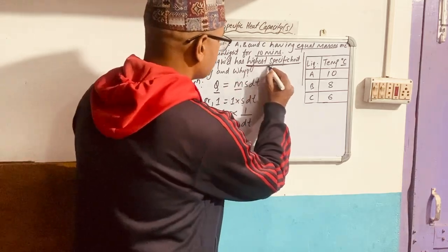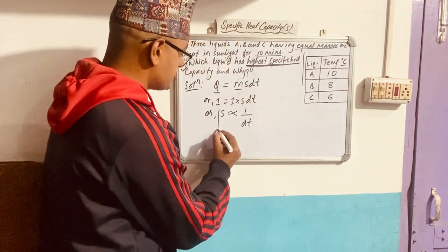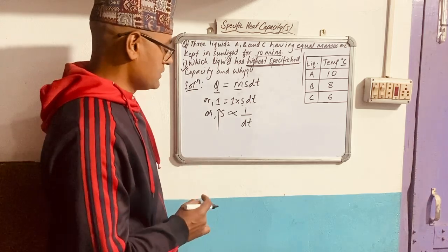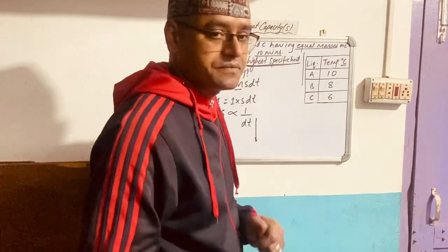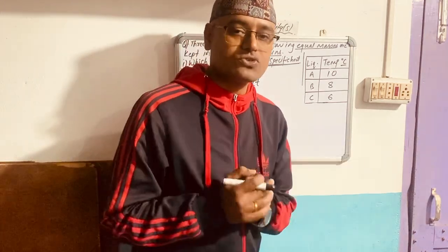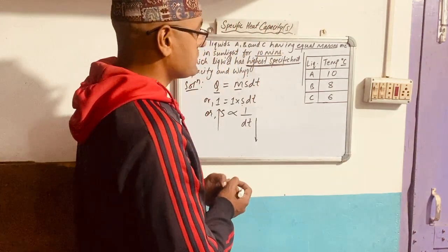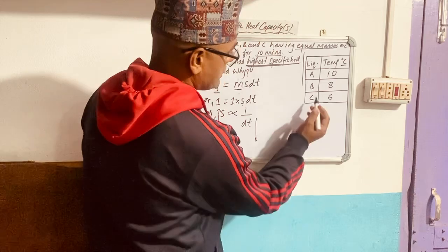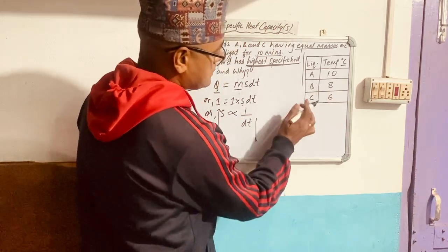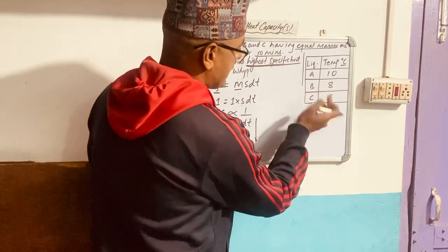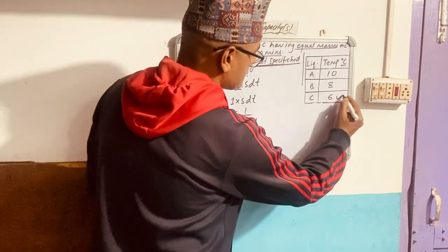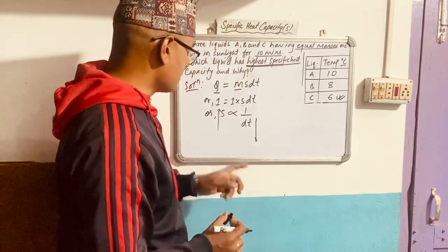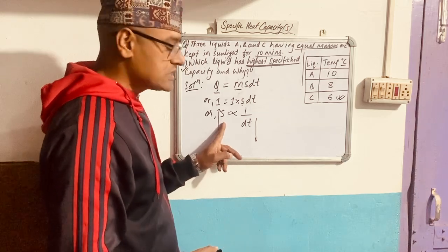So which one will have the highest specific heat capacity? Now look over here. The substance having the lowest temperature will have the highest specific heat capacity. Now let's look at the table. Substance A 10, it is higher. B, yes, it is 8, it is higher. Then C has got the lowest temperature. Substance C has got the lowest temperature, and it will have the highest specific heat capacity.